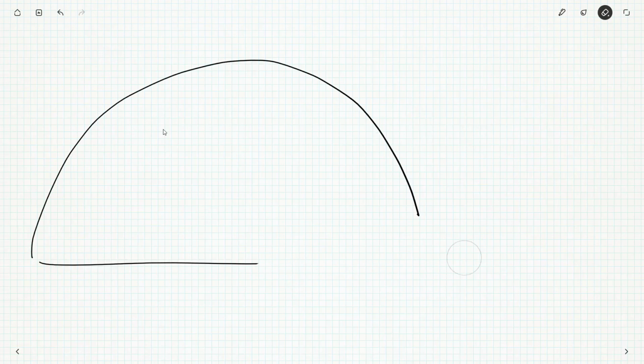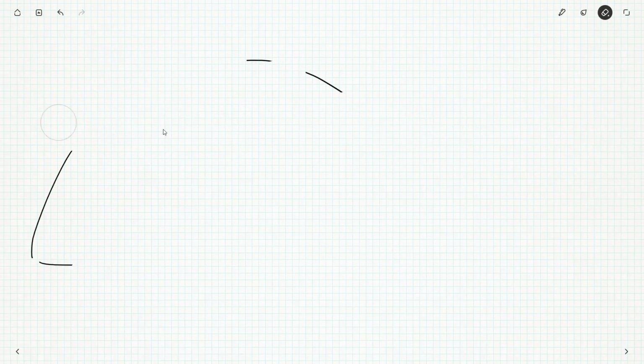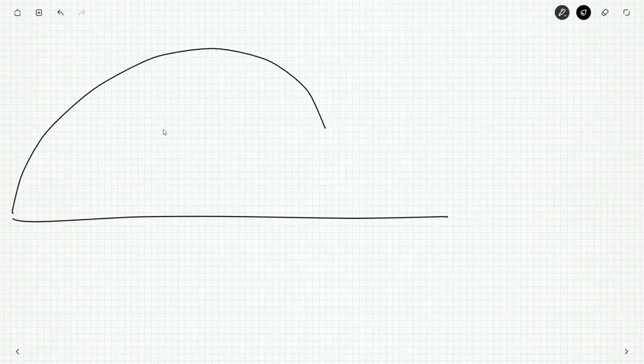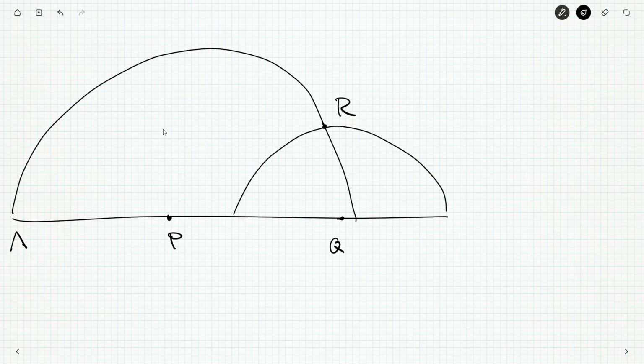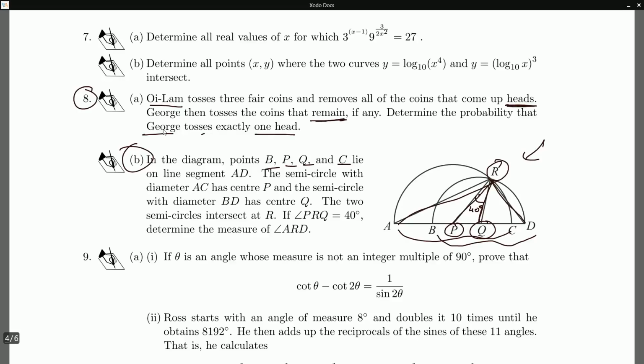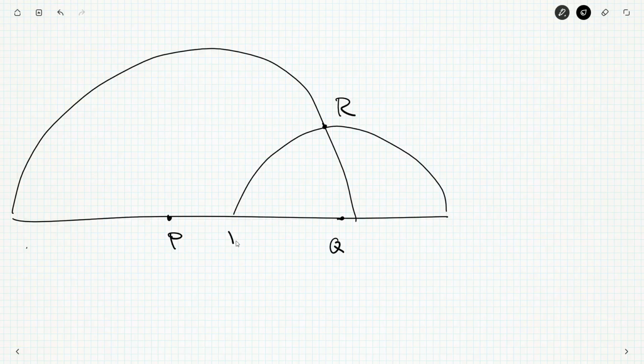Oh wait, no, it's not one single semicircle. It's a couple of semicircles, isn't it? So big line, semicircle, semicircle. So there's your R. We'll say Q is there, P is there. We don't actually need A and D. We just need, what are they? So B, D, C. There's A. Okay.